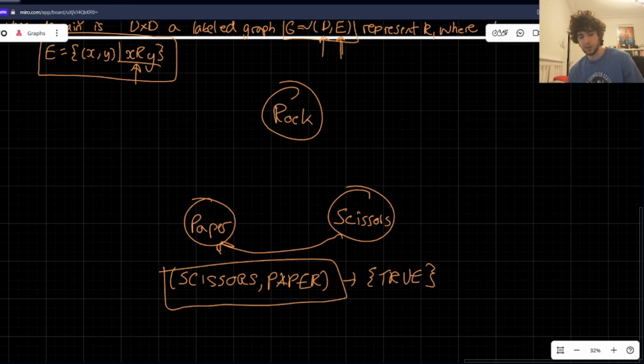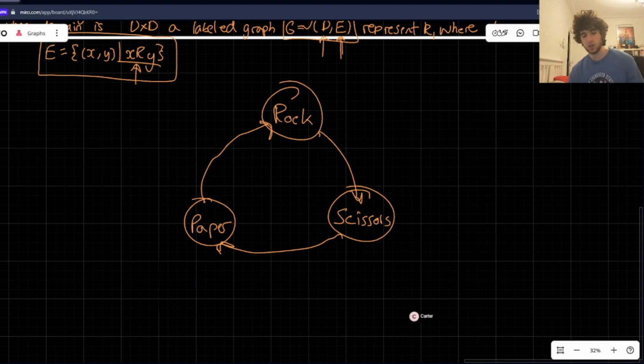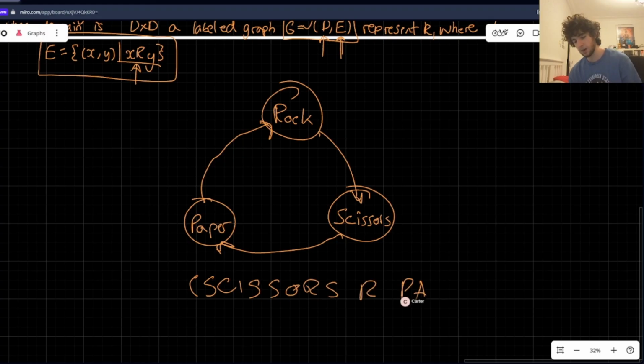And then you repeat this, and obviously there'll be an arrow from paper to rock, and an arrow from rock to scissors because rock beats scissors. And this directed graph actually represents our entire relation because the arrows tell us which ordered pairs. So because it starts at scissors and ends at paper, that represents the ordered pair scissors, paper. And that tells us that scissors is related to paper via our relation, right?